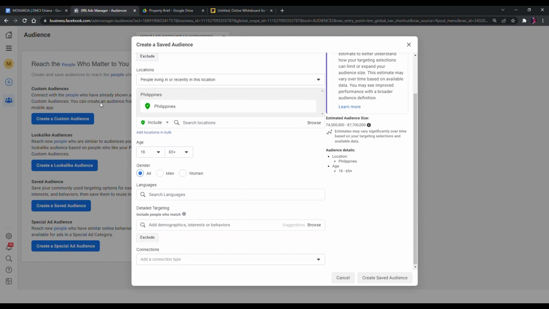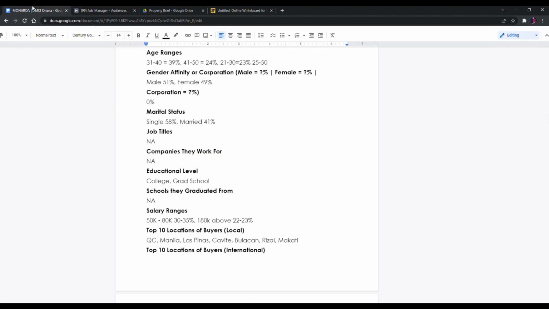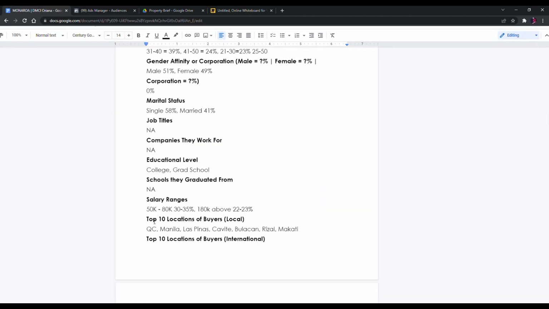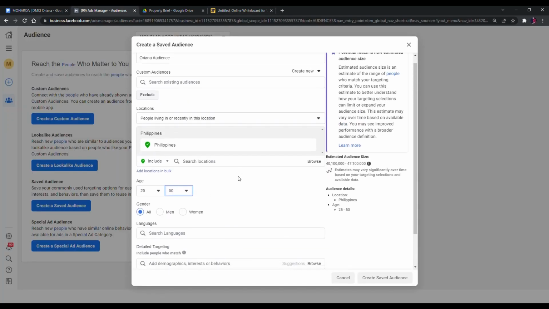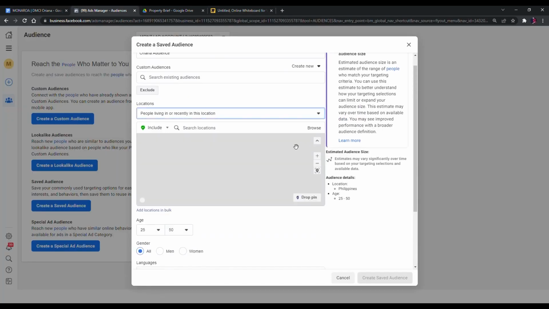And let's go here. So earlier we said that we're going to be targeting between the ages of 25 to 50. The next part that we're going to be targeting first is going to be these places right here. So QC, Manila, Las Piñas, Cavite, Bulacan, Rizal, and Makati. So how we're going to do that is we're just going to X this out.